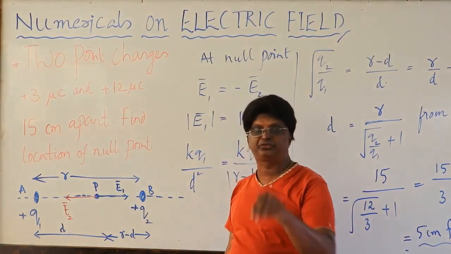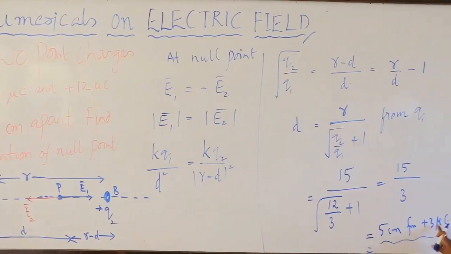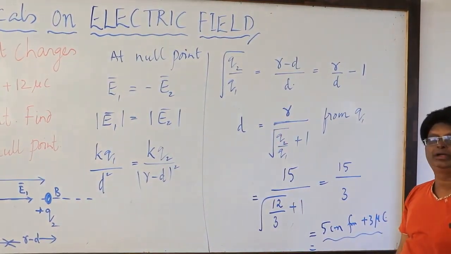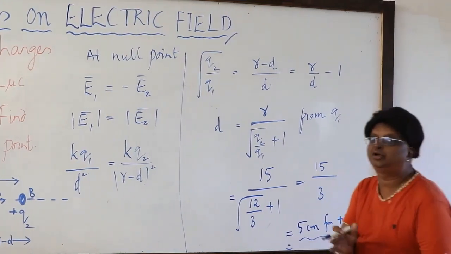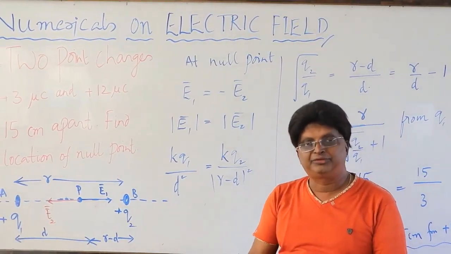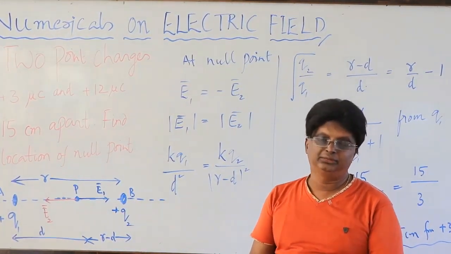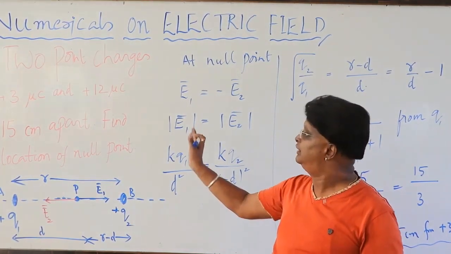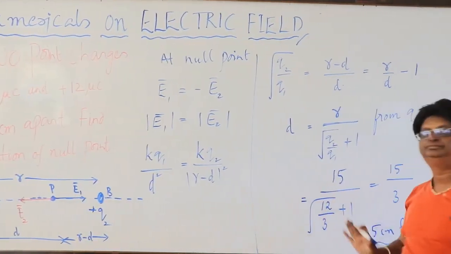And now what is number 3? What can you observe? Look at these distances. It is 5 centimeter from 3 microcoulomb or 10 centimeter from the other charge which is higher, 12 microcoulomb. So the null point is always closer to the smaller charge. I repeat, the third observation is the null point is always closer to the smaller charge, and farther from the higher, that is the larger charge, whichever is there. So this is our takeaway.